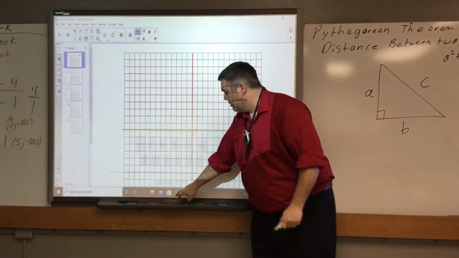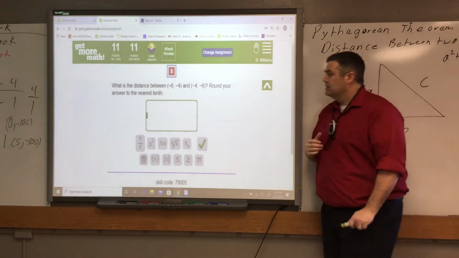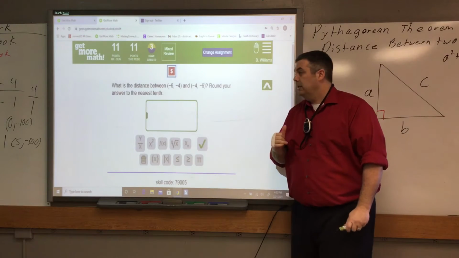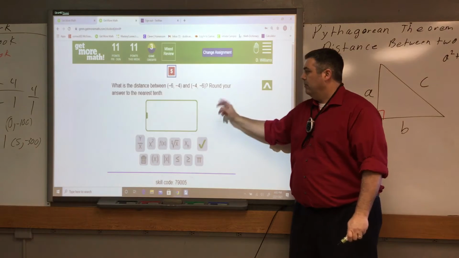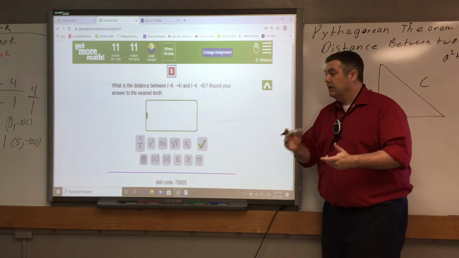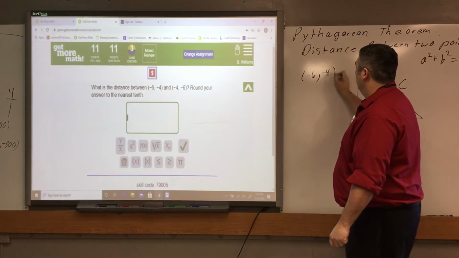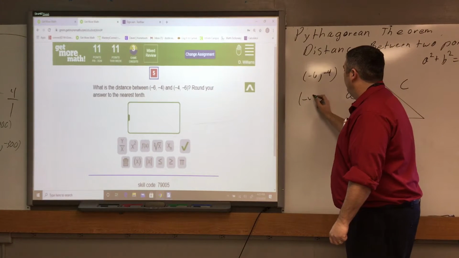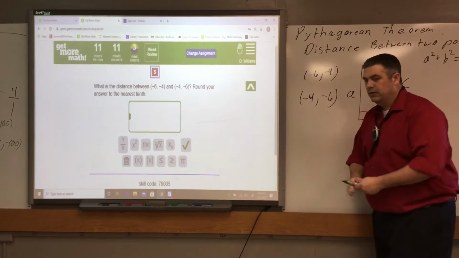So the first thing we're doing, we're going to come over here and look at Get More Math, and what they say is, what is the distance between this point and this point? Round your answer to the nearest tenth. So they give us two points: (-6, -4) and (-4, -6). All right, so they gave us two points.